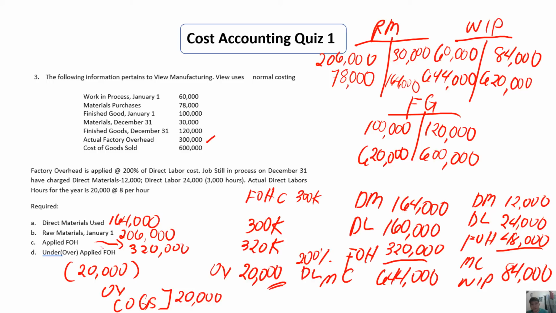A recap, yung ating direct materials used will be 164,000 pesos. Raw materials January, we have 206,000. Then applied factory overhead, we have 320,000 pesos. And for letter D, we have over applied factory overhead amounting to 20,000 pesos.